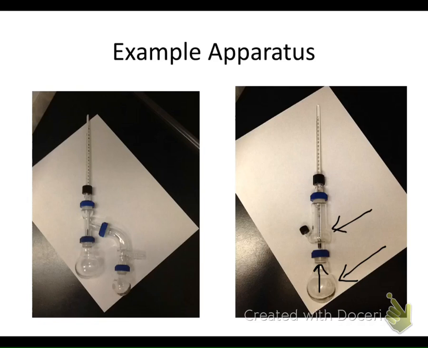Now, notice the position of this thermometer. The position of the thermometer is just so that it pokes out a little bit into the space above the trough of the Hickman head. That'll give you a fairly accurate reading of the temperature of the liquid as it condenses.